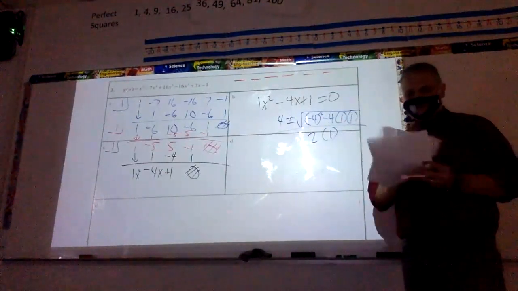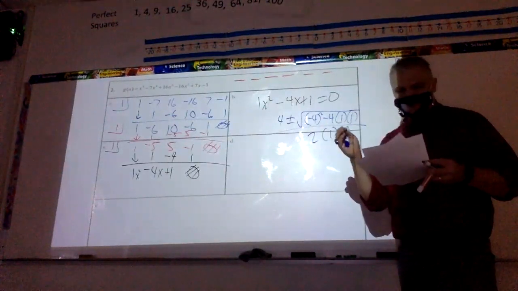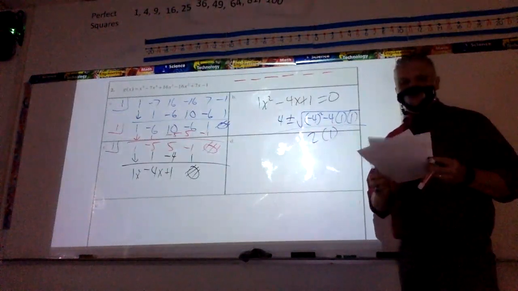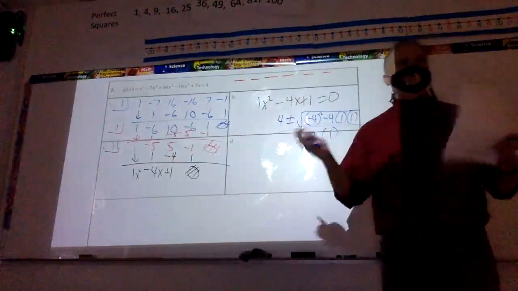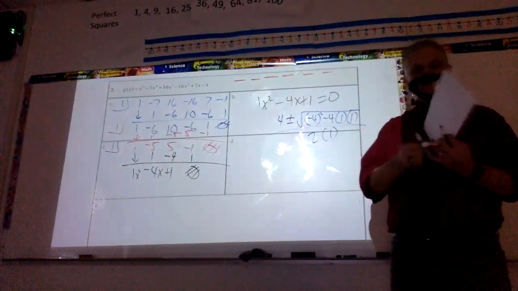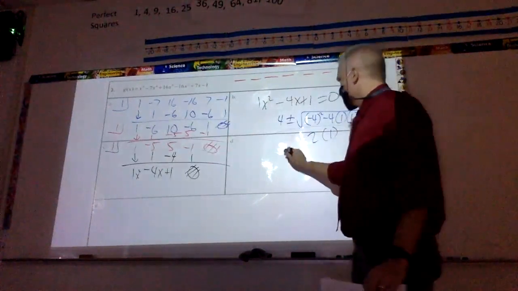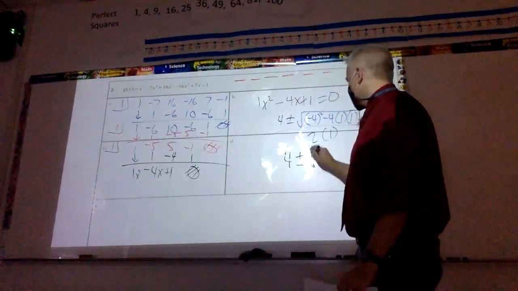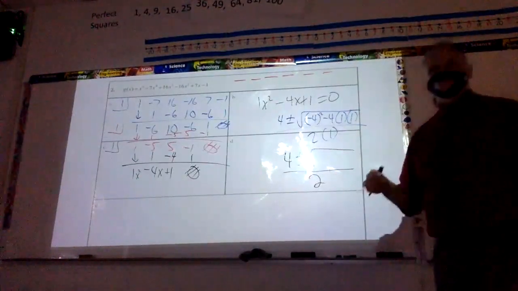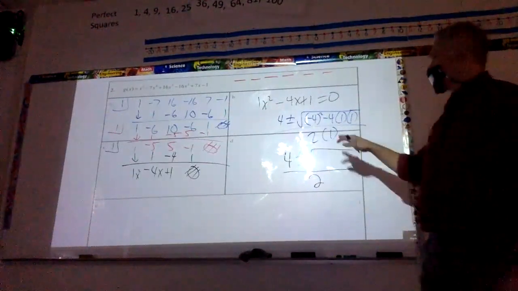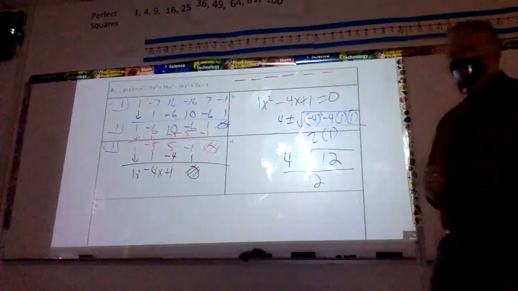Now, notice that the question says they want exact values for your irrationals. So we're not just going to put this in the calculator and give me some weird decimal. We're going to come up with the exact value. We're going to keep the square root in. Okay, so 4 plus or minus, what's -4 squared? Positive 16 minus 4 times 1 times 1. So that's root 12.